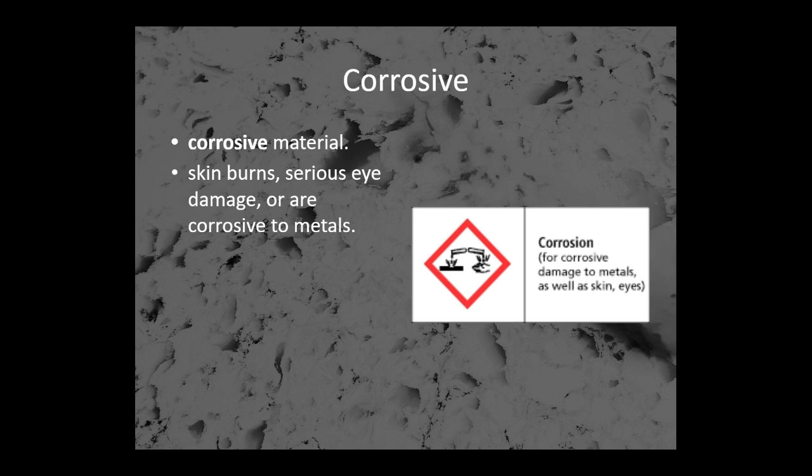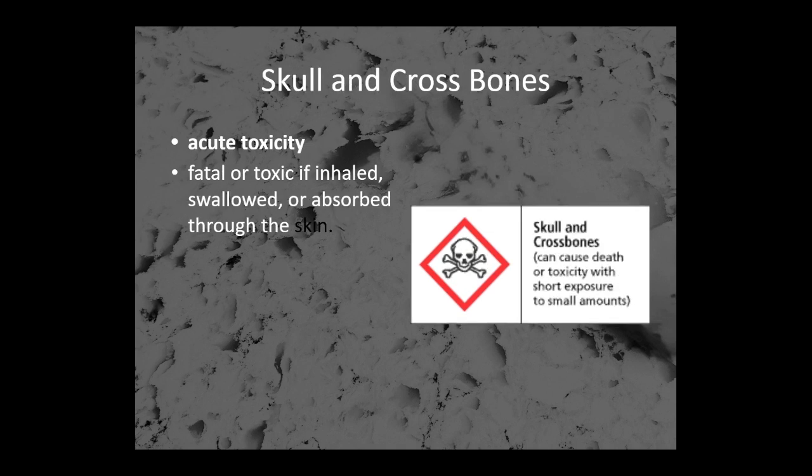Skull and crossbones. The skull and crossbones symbol indicates products with acute toxicity or poisonous materials. These substances can cause serious health effects, including death or toxicity, aka poisoning, from short-term exposure to even small amounts. Exposure routes include ingestion, inhalation, or skin contact. The effects can range from nausea and dizziness to organ failure, seizures, and rapid death.